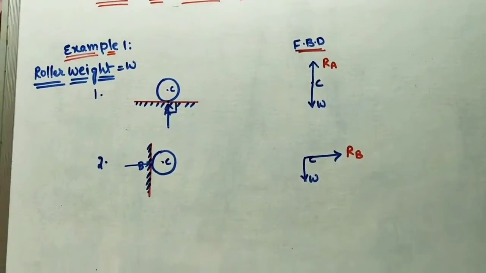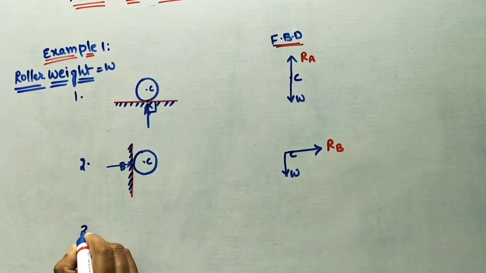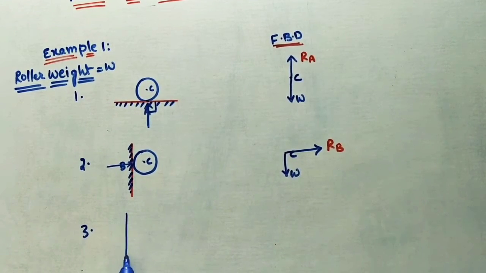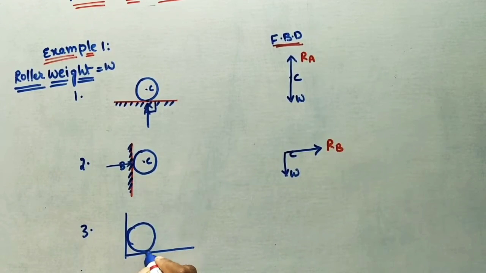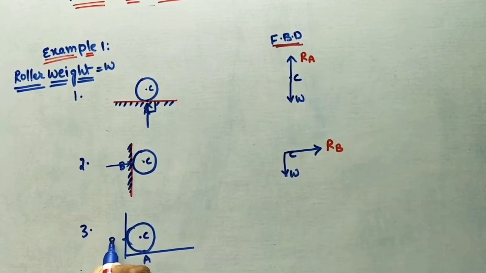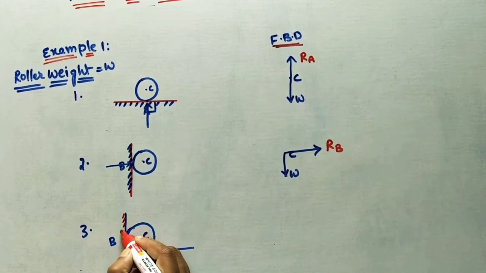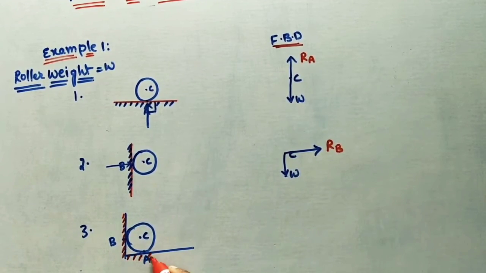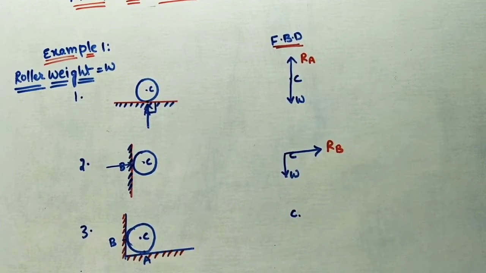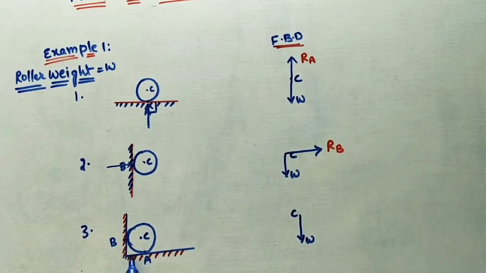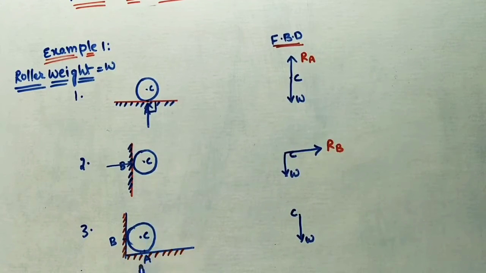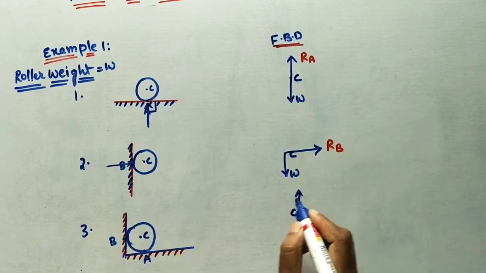Let us take the third one. In the third case, I am taking the surface vertical as well as horizontal. I am keeping one roller here like this. C is the center. Contact points are A and B. Mark the surface always with hashed lines. And now do the FBD diagram. First mark the center and mark the weight. It is W, always downward because of gravity. And the reaction at A point for the horizontal surface is vertical, reaction RA. RA is in upward direction.